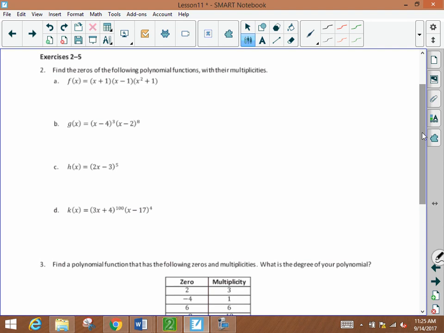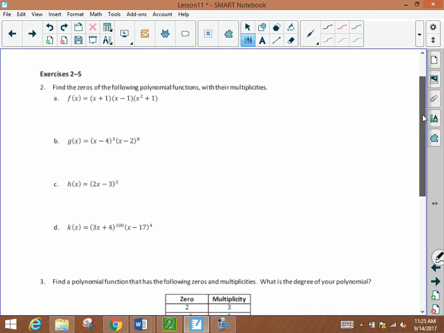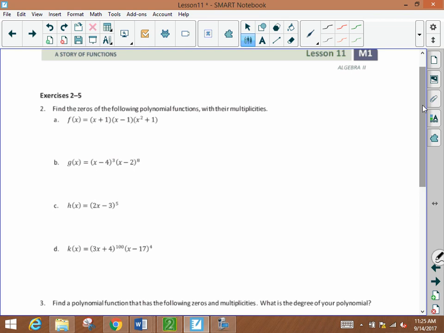Okay. So we're going to find the zeros of these polynomial functions with their multiplicities. And we'll talk about the definition of multiplicities. I guess I'll talk about it right now.